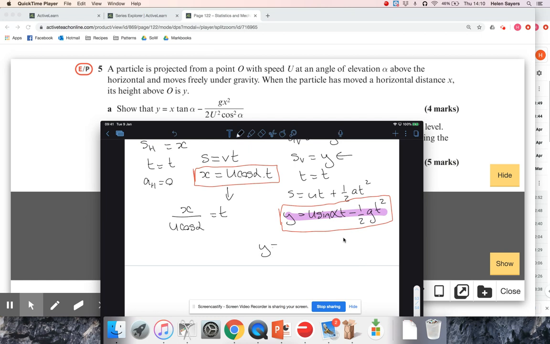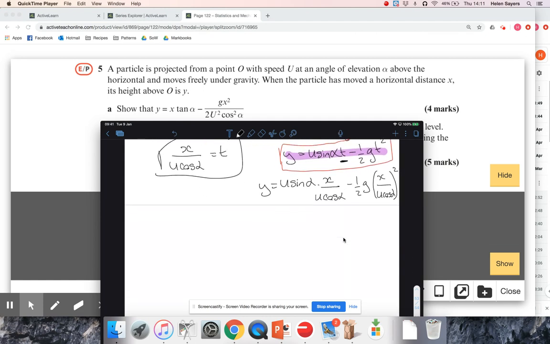So y equals capital U sine alpha, and then that t I'm going to substitute for x over u cos alpha, and I'm going to run out of room, which is annoying. I'll see if I can just fit this in. Okay, so then minus a half g, and then again, where it's t, I'm going to substitute in, just going to squeeze that in, that all squared. Okay, right, so now I'm just going to keep my fingers crossed that we can get what they've got there.